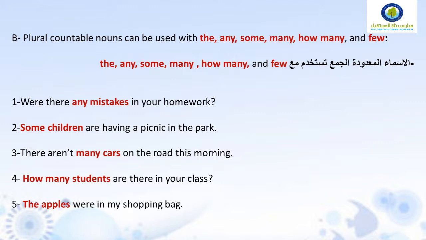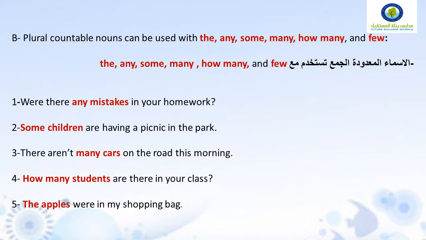So the singular from it is child. We don't say for the plural childs, we say children. So children is the plural countable noun. Now, what did we use to identify the quantity of children? We said some children.